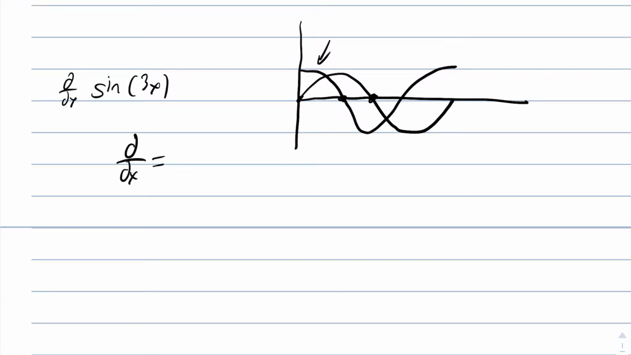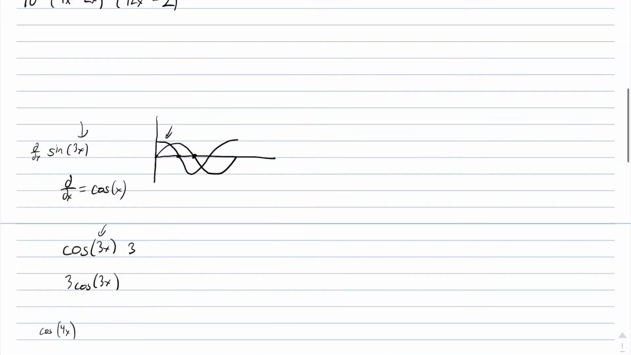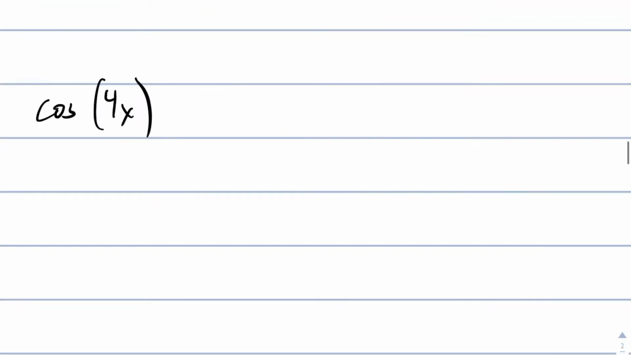is just cosine of x. But we got a 3x right there. So what do we do? Well, it's chain rule again. So we need to take out the 3, sine 3x. Or, excuse me, cosine 3x. And that's it.